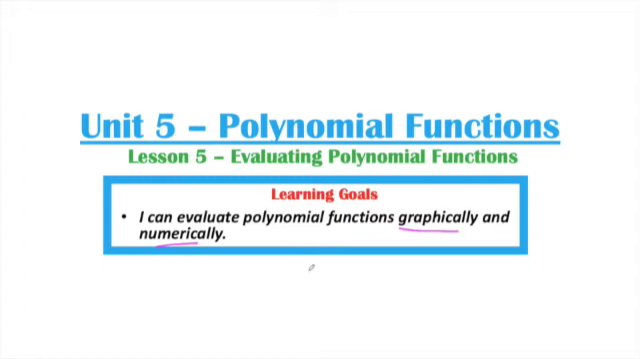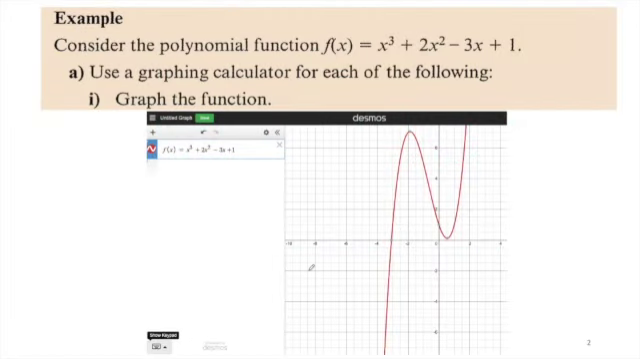But that is nice. So this lesson is a little bit shorter because if it asks you to do it graphically, you can graph it on Desmos. So I'll show you an example. It wants you to consider the following polynomial function. Okay, so x cubed plus 2x squared minus 3x plus 1.